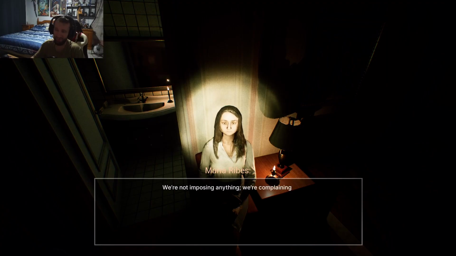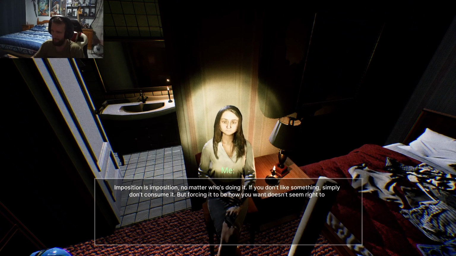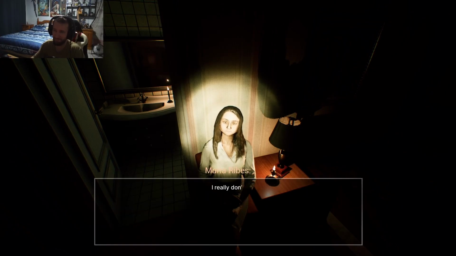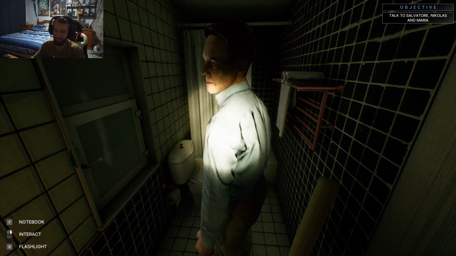We're not opposing it. We are complaining about indoctrinating our kids. Imposing is imposition. I'm in opposition no matter who is doing it. If you don't like something, simply don't consume it. But forcing it how you want to doesn't seem right to me. I really don't care what you think. You don't understand, that's probably it. Wow, okay. You've got very strong views.